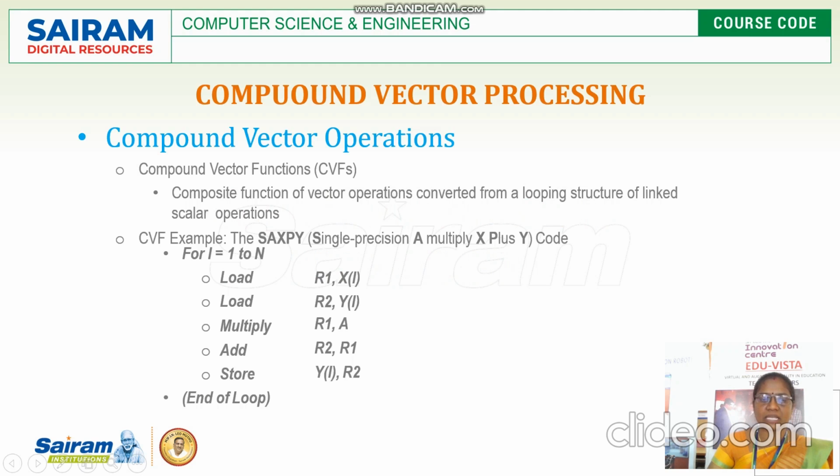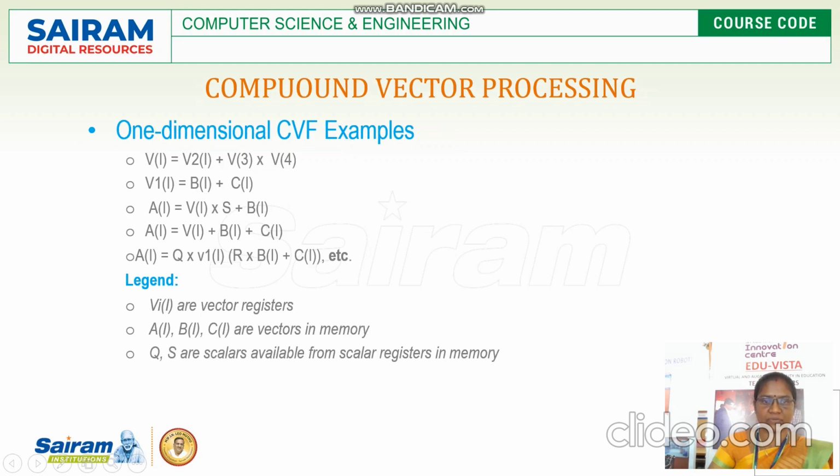Compound vector processing is nothing but a composite of vector operations converted from a looping structure of linked scalar operations. Here is an example for compound vector processing. It starts with for I equal to 1 to n. For the values from I to n, these repeated operations will be carried out. The operations involved are load, store, loading of two vector registers, multiply, add, and again store. This is the end of the loop.